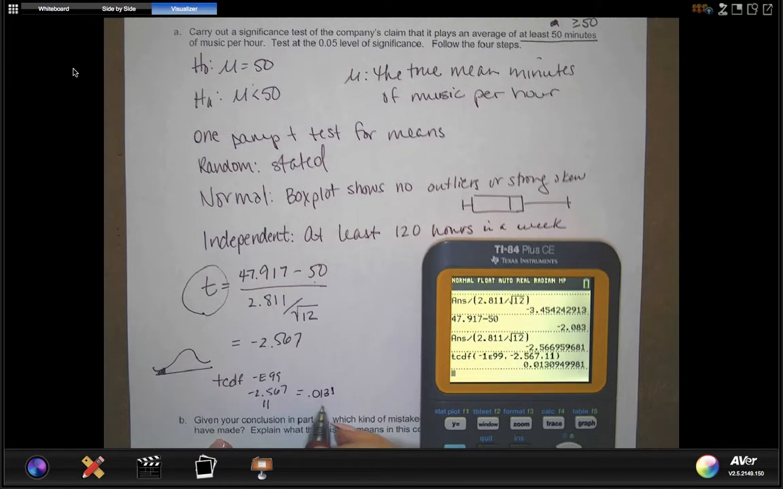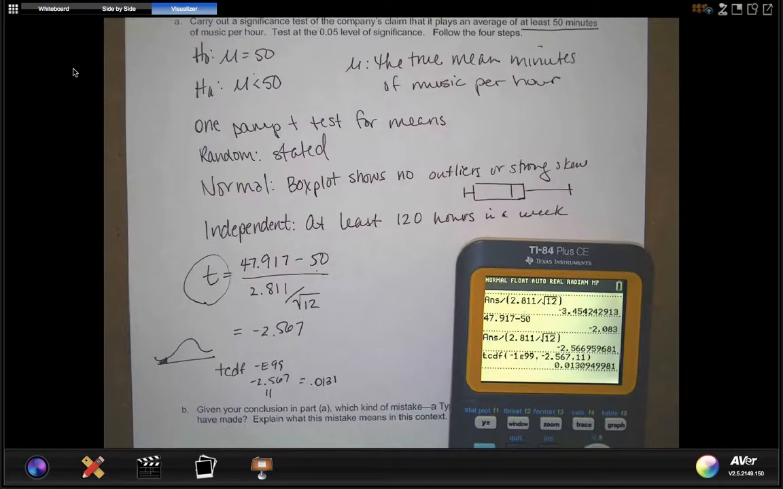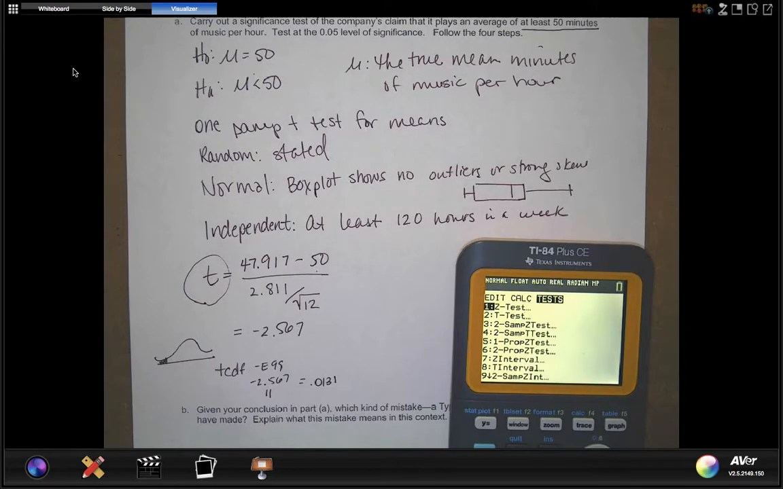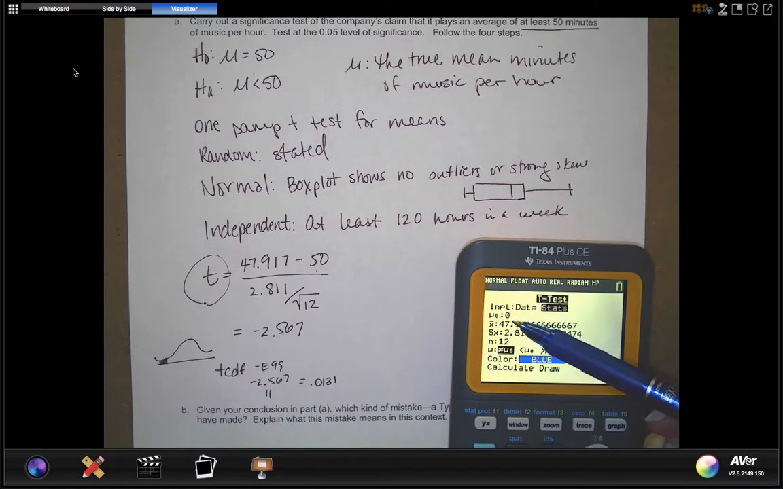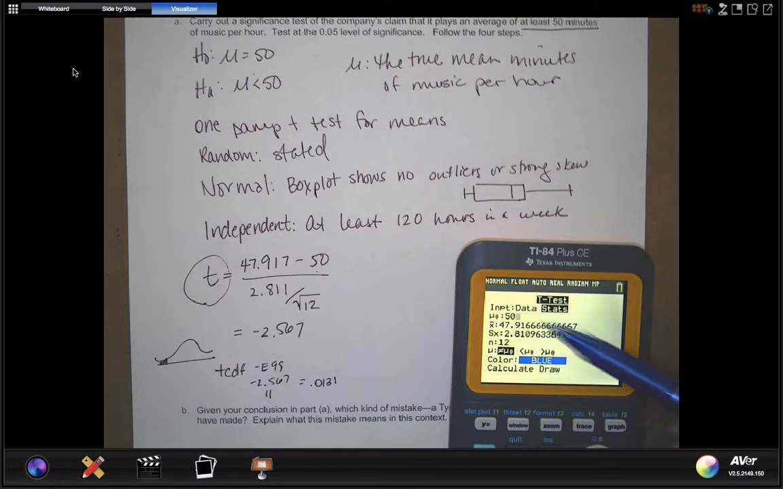All right, so that's one way to do it. The other way you could do it is I could go to stat test, t-test. So since I did 1-bar stats already, you could see that these things are filled in. If I wouldn't have done 1-bar stats, these things wouldn't have been filled in. So you can leave it like that and just do 50 there, and then I would select my less than.